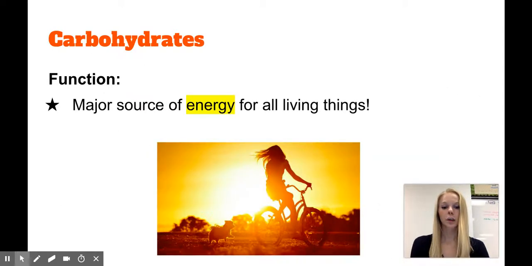The function of carbohydrates is to provide immediate energy for living things. This is why athletes sometimes carb load before a race or a big game. This is also why you need to eat a good breakfast, like cereal, before starting your day.